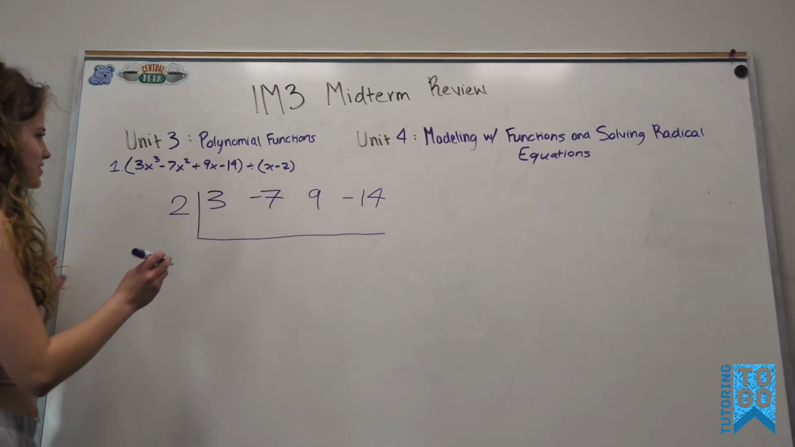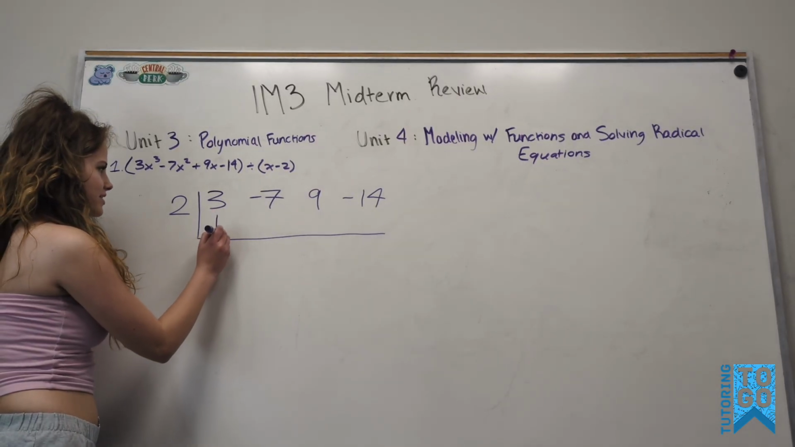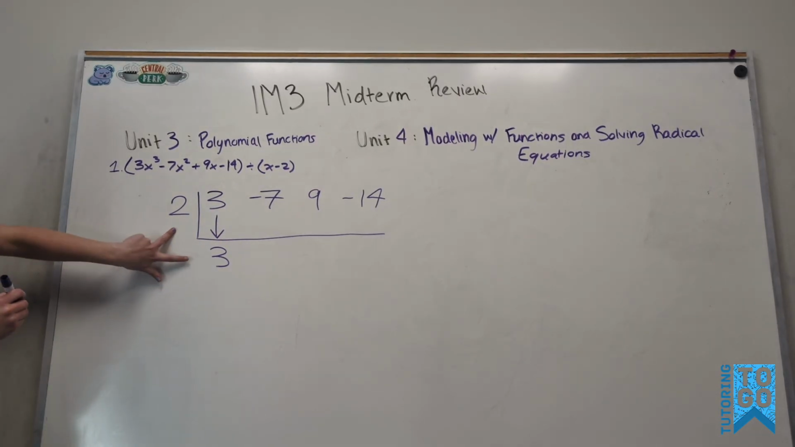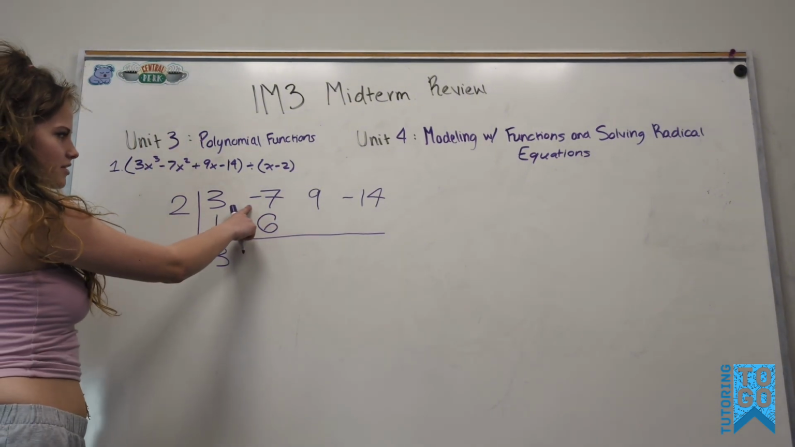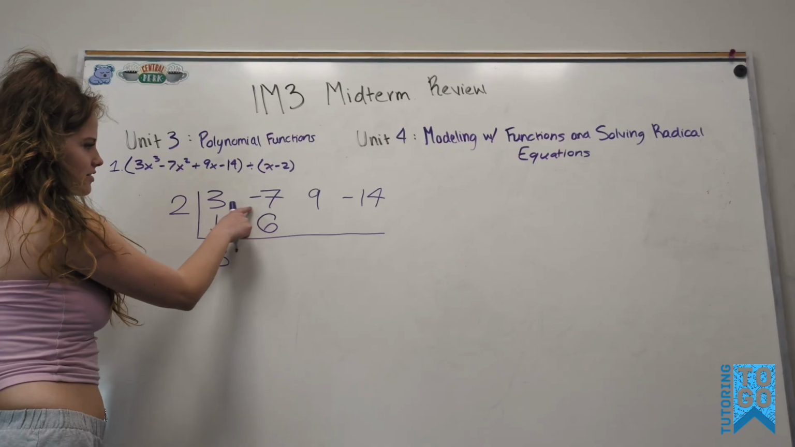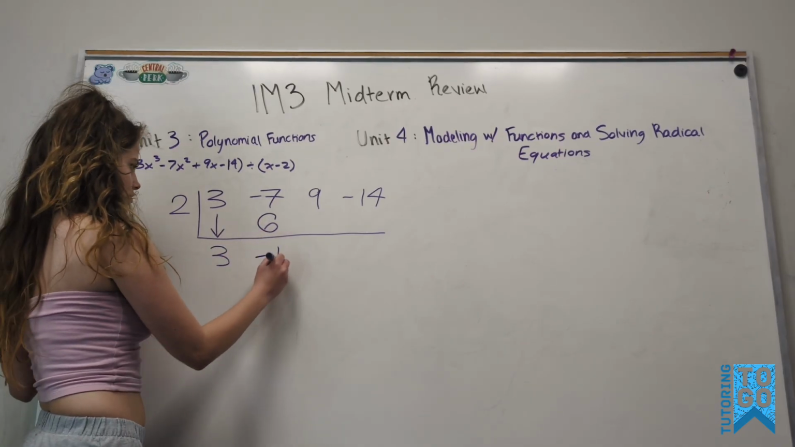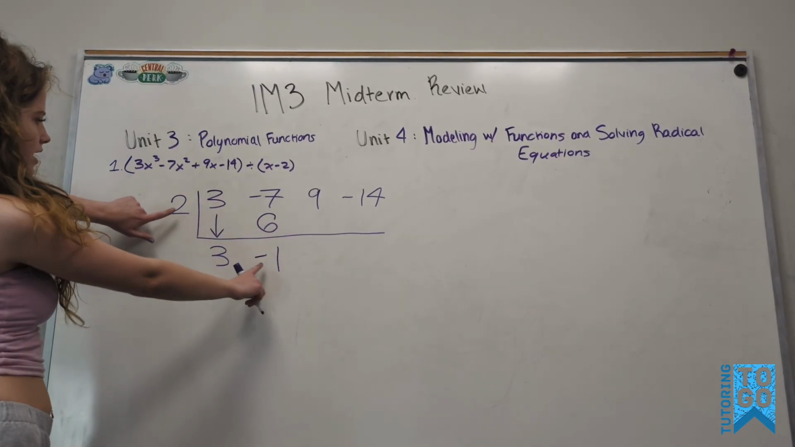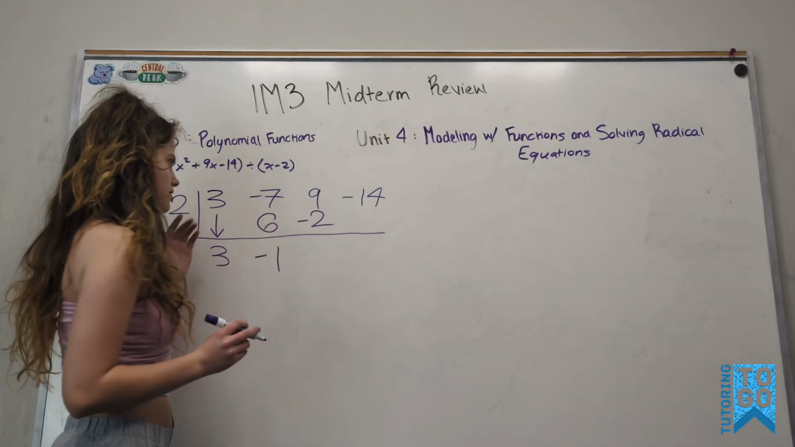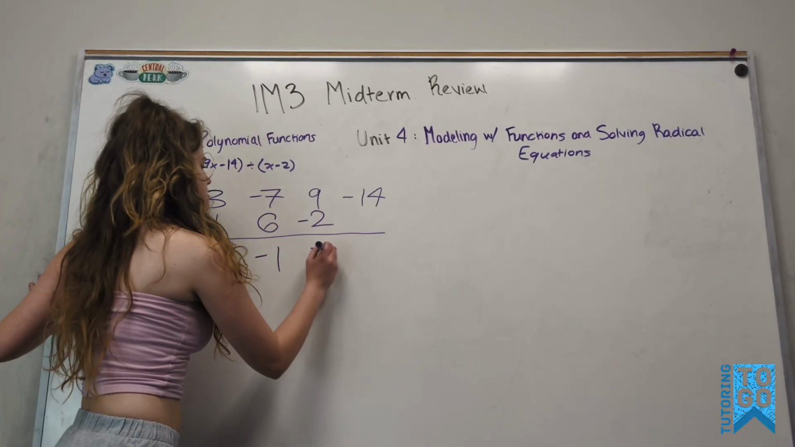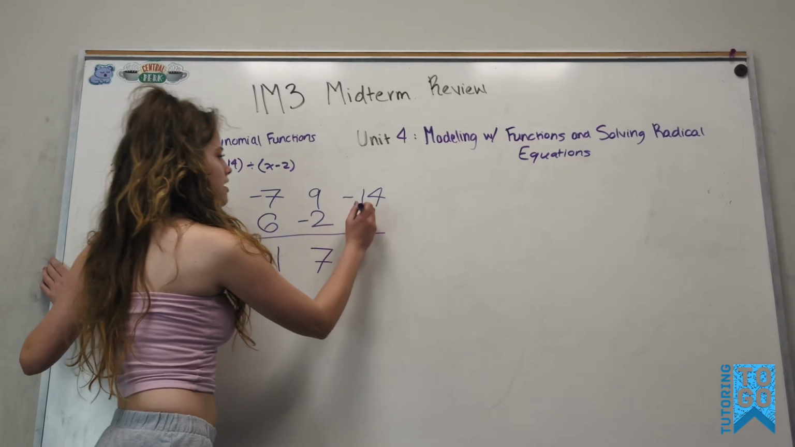So the first thing you do is bring the 3 down. And then you're going to multiply these two to give you 6. So -7, you add these two. So -7 plus 6 is -1. And then you multiply these two. So you do -2 in here. And then 9 minus 2 is 7. And 2 times 7 is 14.